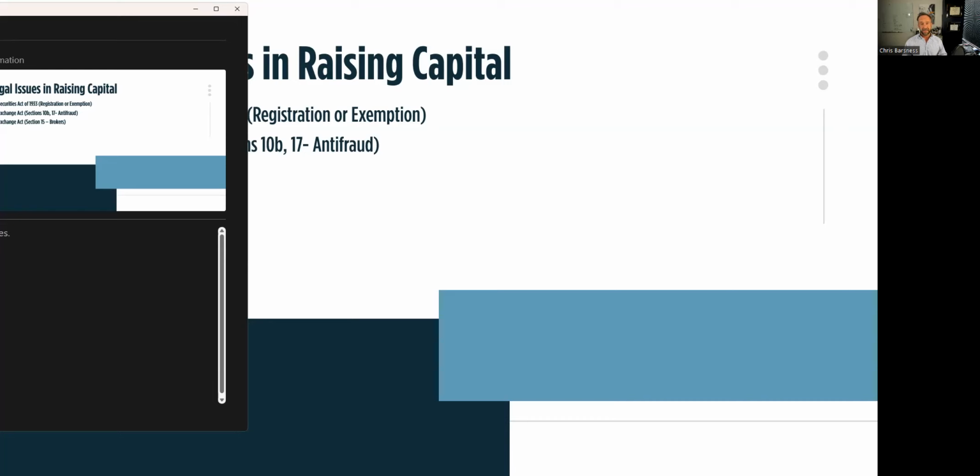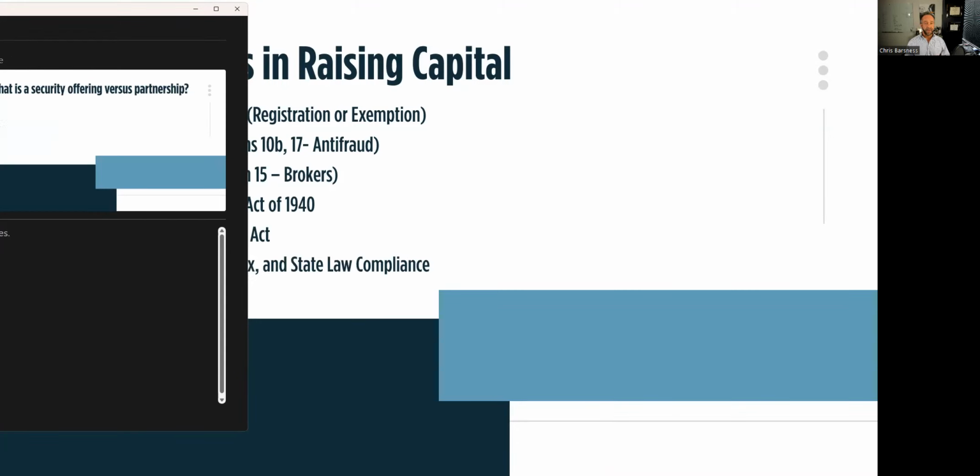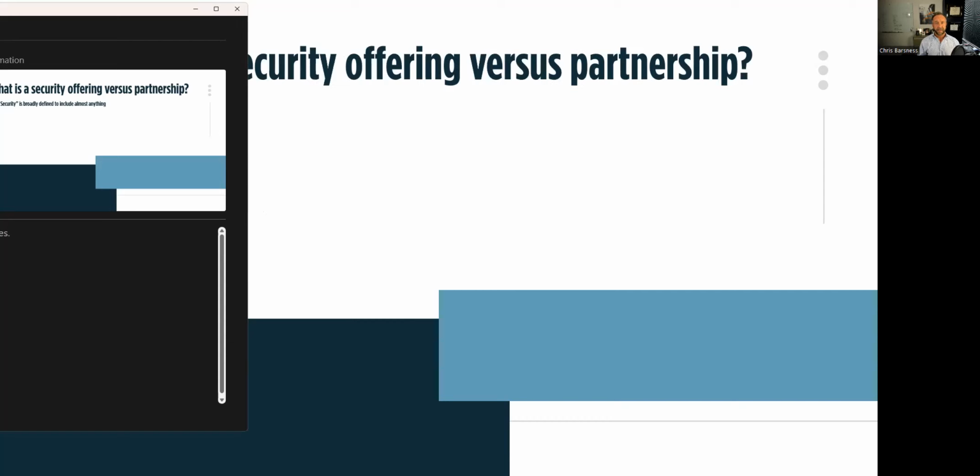The Exchange Act, two different sections that come up when you're raising capital. Investment Advisors Act, Investment Company Act, these are all federal laws. Then you have general corporate, tax, and state law compliance. The reason I tell you this is there are all these different laws that apply on federal and state level that you have to look at when you're raising capital and structuring a deal.